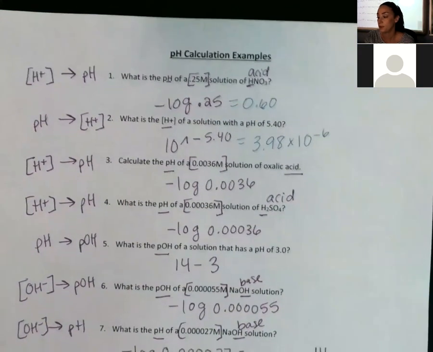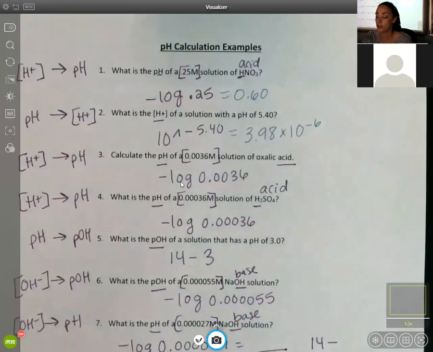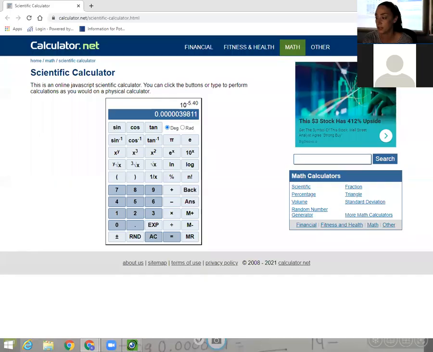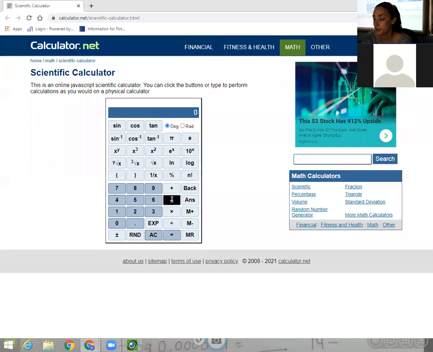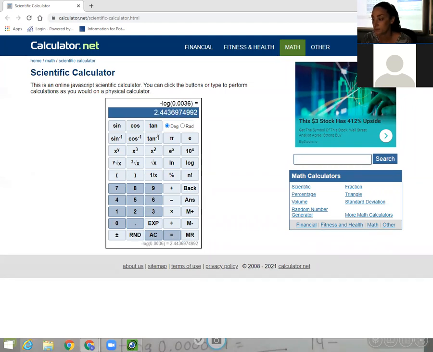Okay. For number 3, we're taking the negative log. Okay, so again, on the online calculator, you're just going to clear that out, type negative log, and then type in your number, 0.0036. And we get 2.44, and so on. So just give me 2.44.